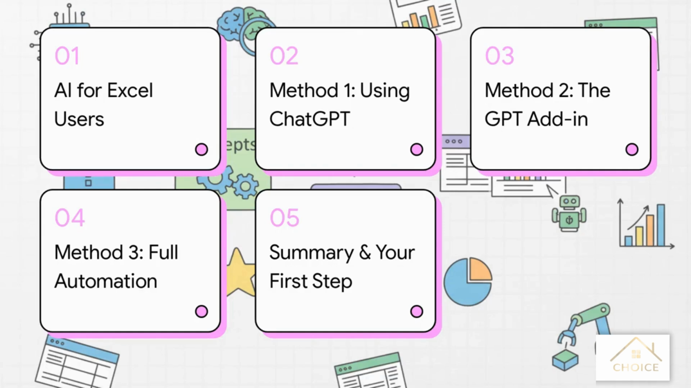Okay, so here's our game plan. We'll start with a quick intro, then we're going to explore 3 different methods, starting with the simplest and working our way up. We'll begin with ChatGPT, then an add-in that brings AI right into your sheets, and finally, we'll look at full automation. Then we'll wrap it all up with a summary to help you get started.